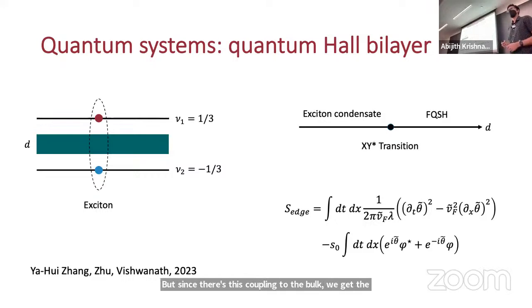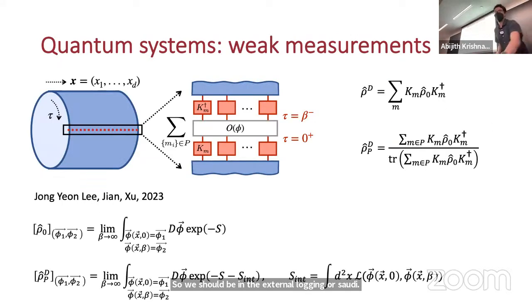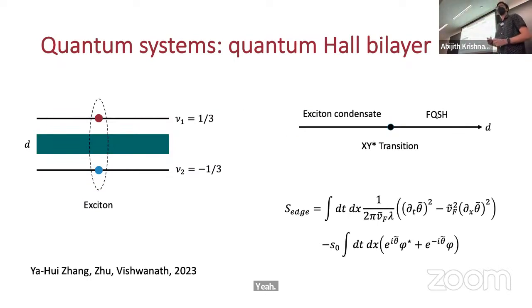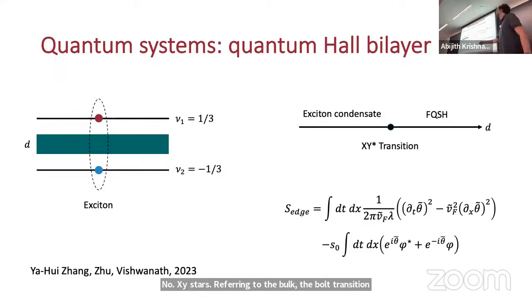So we tune to the bulk critical point, and then we examine the edge at the bulk critical point. And the paper claims that lambda flows to 0, so we should be in the extraordinary log universality class. No, XY star is referring to the bulk transition. The XY star transition is the transition between exciton condensation and fractional quantum spin Hall.